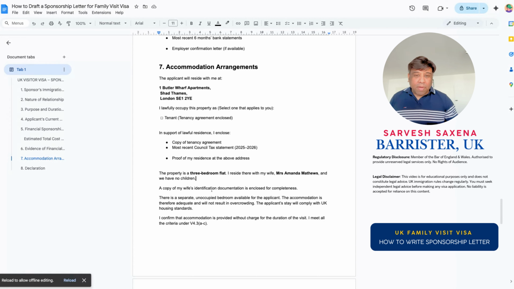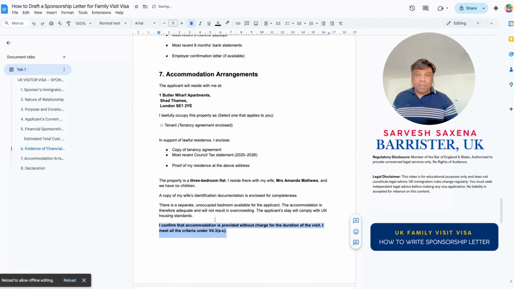Now, a copy of my wife's identification. There is a separate unoccupied bedroom available for the applicant. The accommodation is therefore adequate and will not result in overcrowding. The applicant's stay will comply with the UK housing standards. I confirm accommodation is provided without charge during the visit. I meet all the rules under V4.3 A to C.